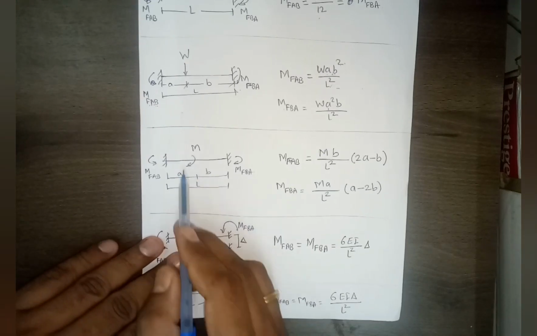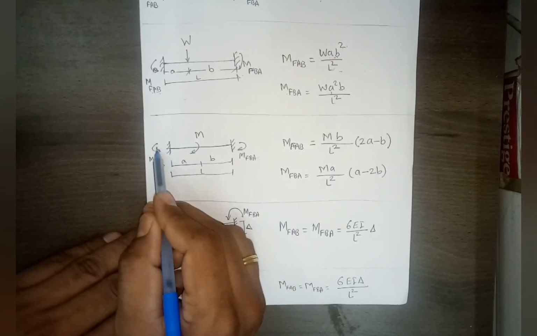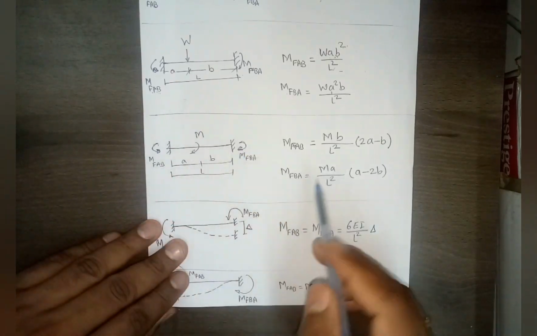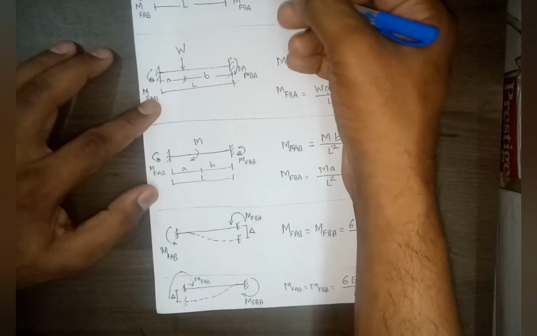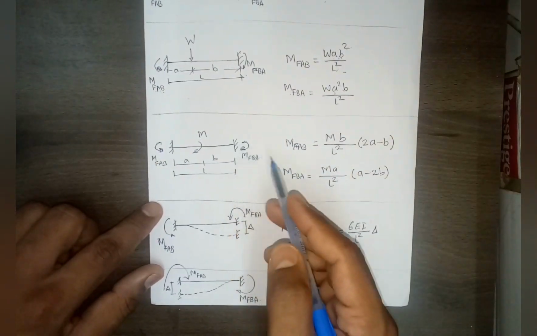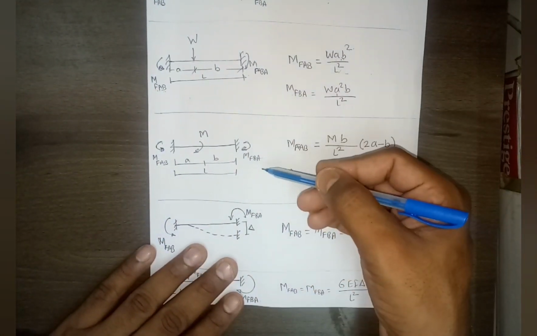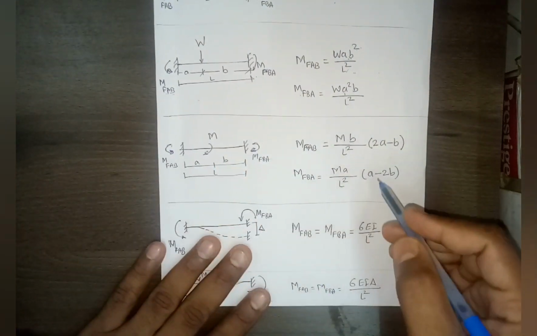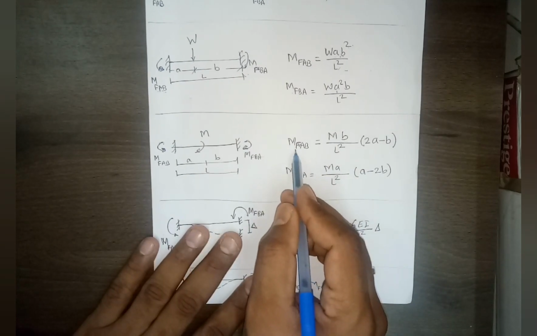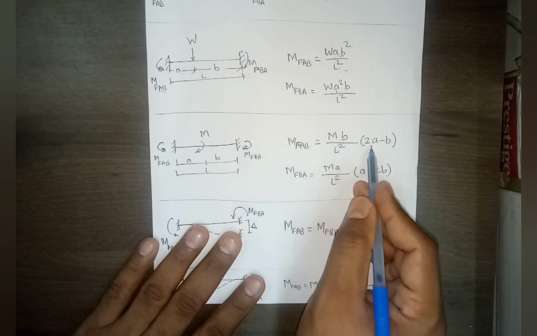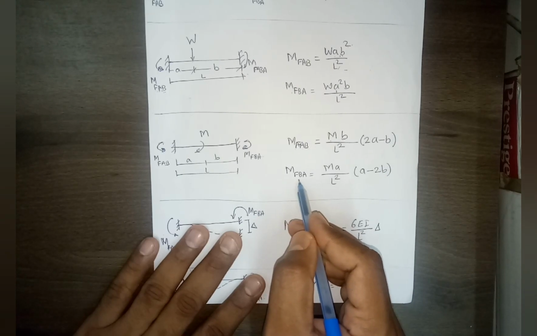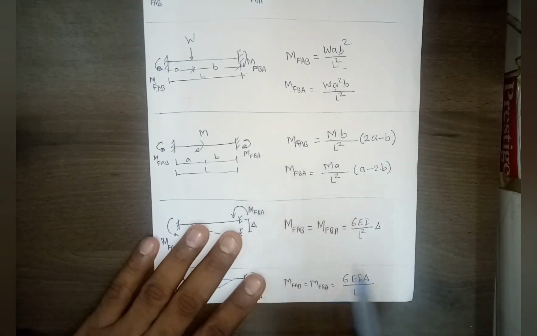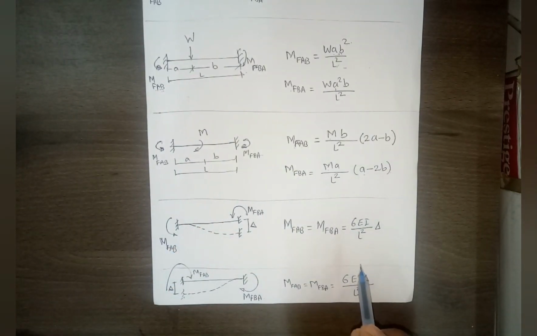Now this is an important case. Here I have shown this moment in the traditional way, since we are writing all as clockwise or anti-clockwise: at the B portion it is a clockwise moment, and at point A it is anti-clockwise. So this will be MFB equal to MB by L square into 2A minus B, and MFA is equal to MA by L square into A minus 2B. Right? This is what we have derived.